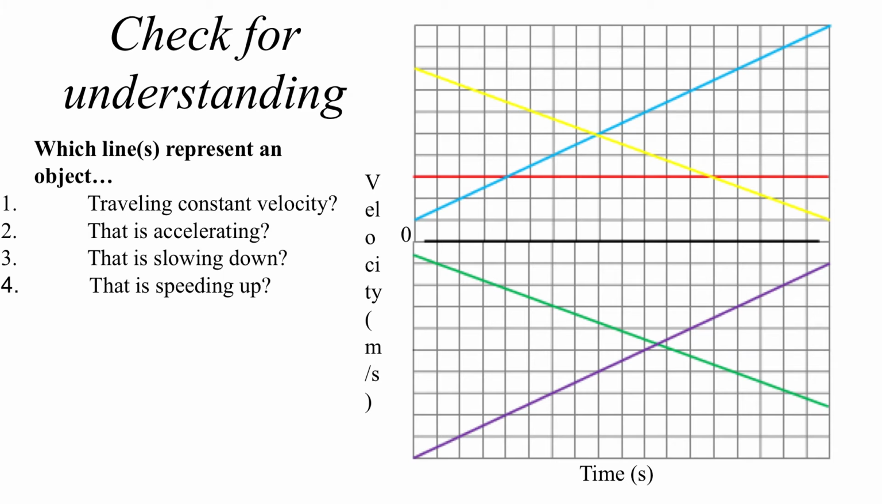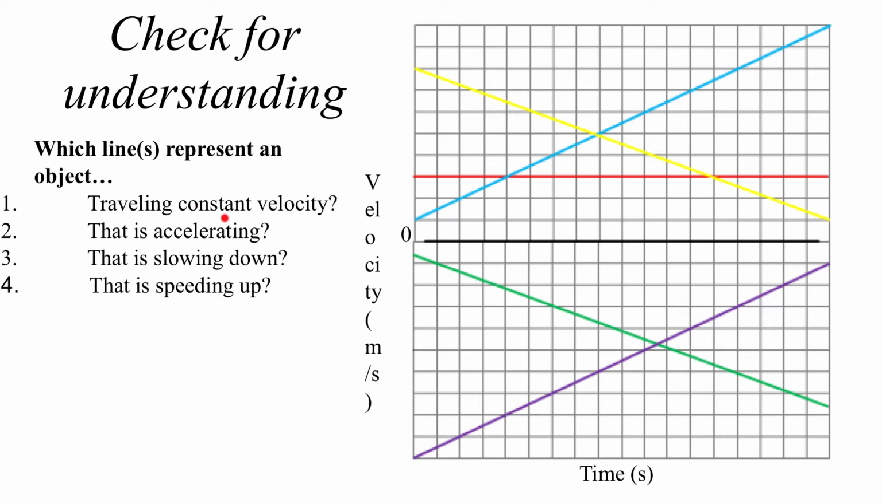All right, so let's see how you understand this. So we have a graph here with a lot of different lines. This dark black line in the center, this is our x-axis, and then all these different colored lines are going to be different objects moving. So we're going to go through and see which lines represent different types of motion.